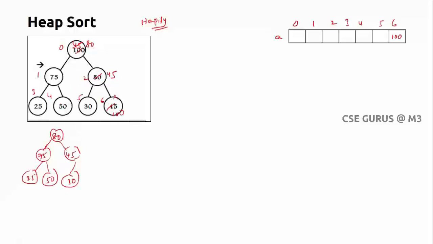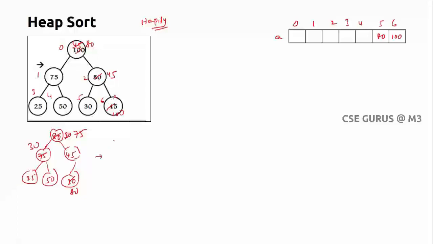Now again do the same process. What is the root node? 80. Okay, you have to swap with the last element 30, which is the index 5, right? So 30 here, 80 here. So 80 will be at the 5th position. Now 30 here, again check it out. Is it following the max heap? No, right? So that's why you have to do heapify. So 75 and 45, which is the largest? 75. So swap with 75. Here it will be 75, here it will be 30.